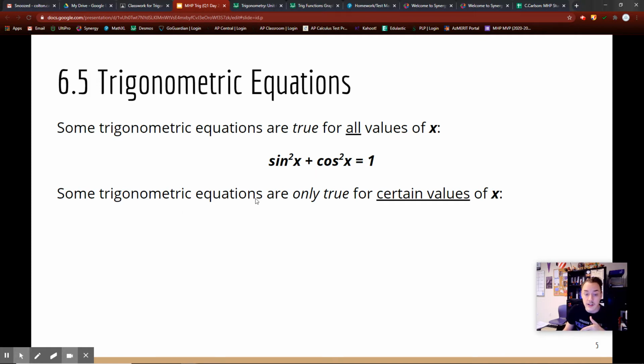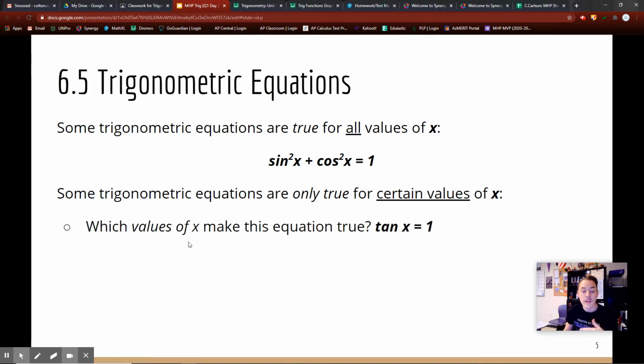Now, some trigonometric equations, though, are only true for certain values of x. So they're what we call conditional equations. So verifying identities were not conditional. It does not matter what this is. If that x is the same thing as that x, it will always equal 1 no matter what. But now what we're going to be doing is what we call conditional equations. So I'm going to ask you which values of x make this equation true. Tangent of x equals 1. Tangent of x equals 1. What value makes that true?